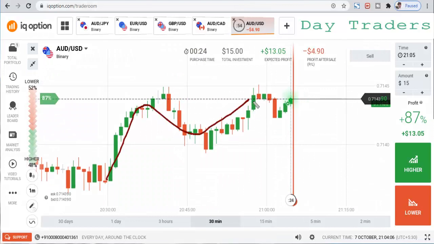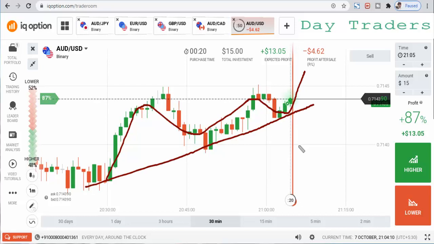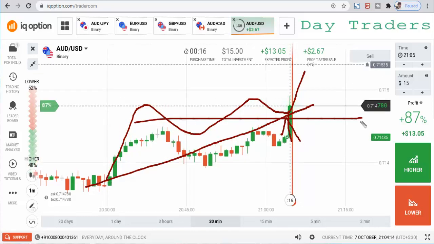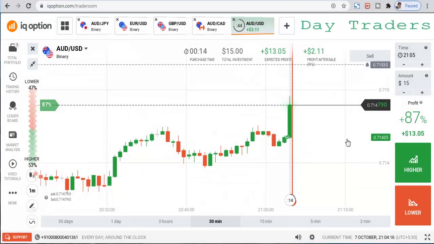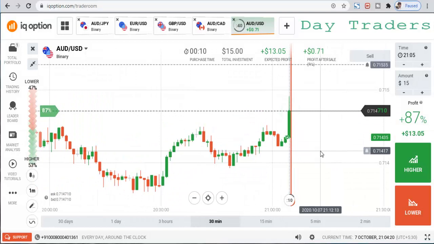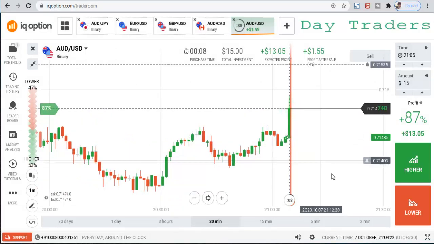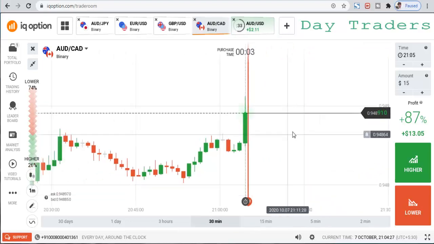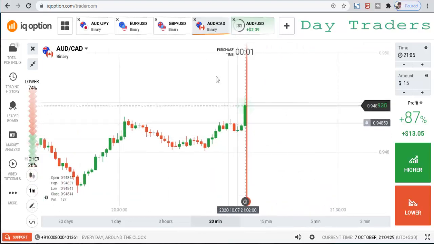And this is a support area. Again, some buyers enter the market very strongly. Very strong buyers' entry. Maybe some news affected it. Okay, no problem. I'll check the next pair.